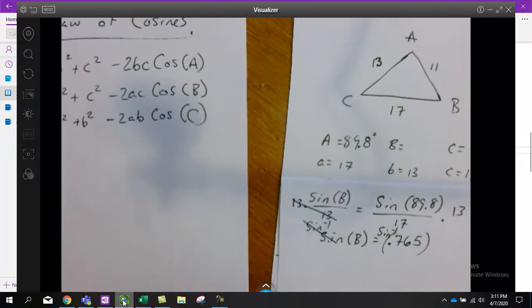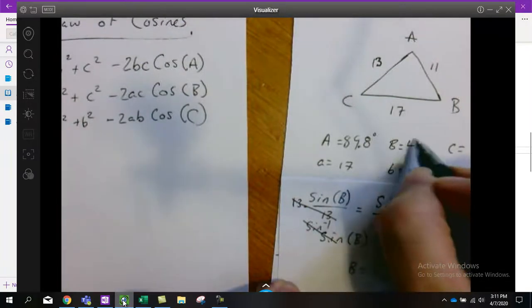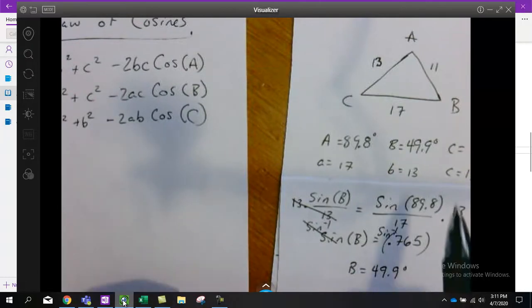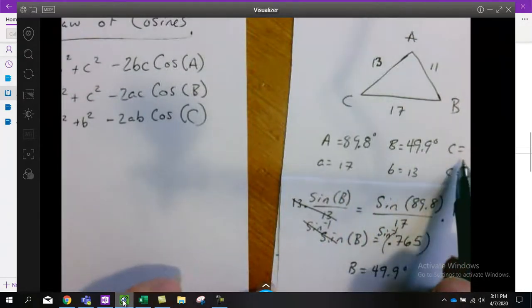And if this doesn't make sense, come talk to me during office hours. But I'm going to get to 49.9 degrees. 49.9. Now, again, I made these numbers up. This probably isn't the nicest angle, but I know that I have to get 180 degrees.